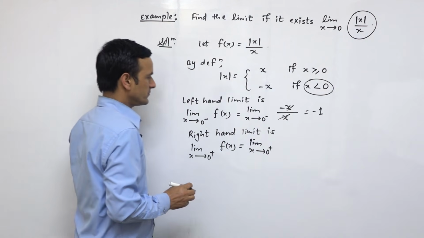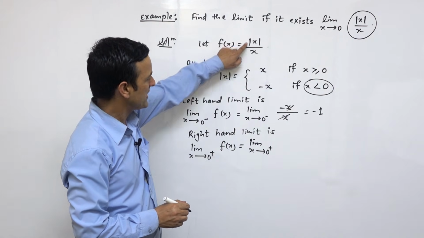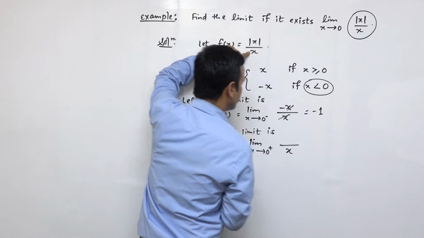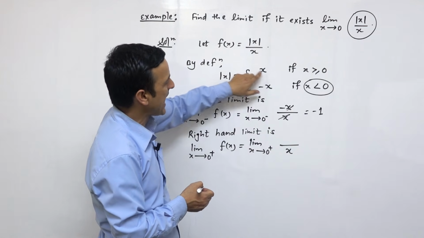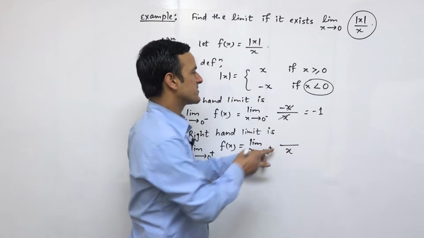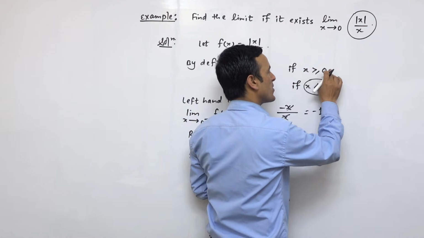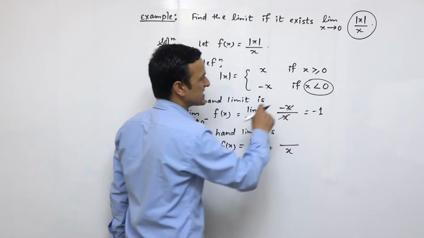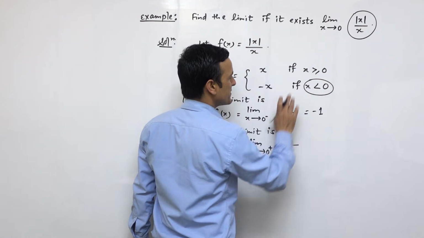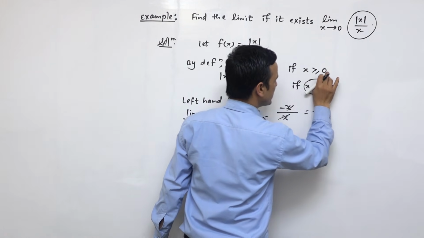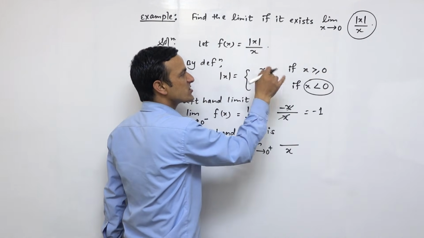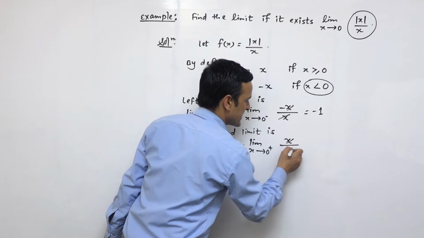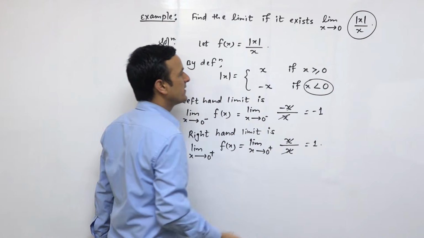0 plus. So the function should be this one, and here x is the same, but modulus x is equal to x, because 0 plus means the value of x is greater than 0, obviously not equal to. X greater than 0 means we have to select the suitable function, that is this one. So this is x, and x cancels, then we will get 1.